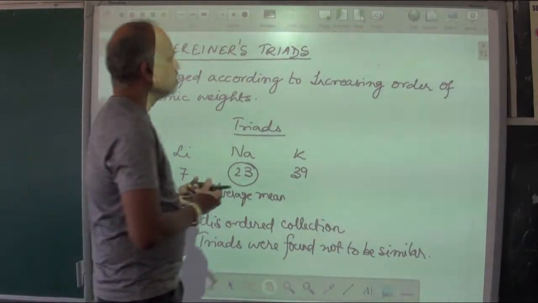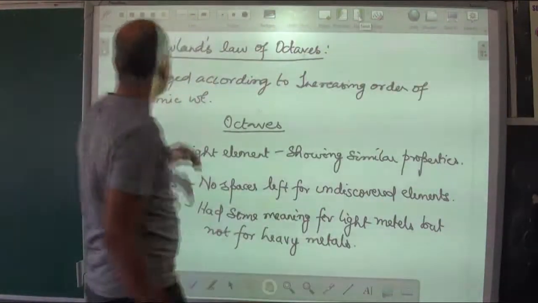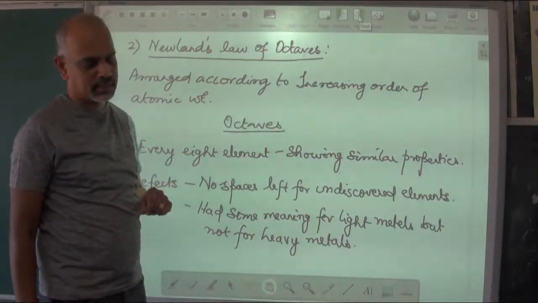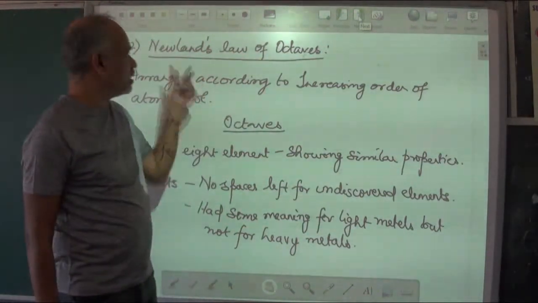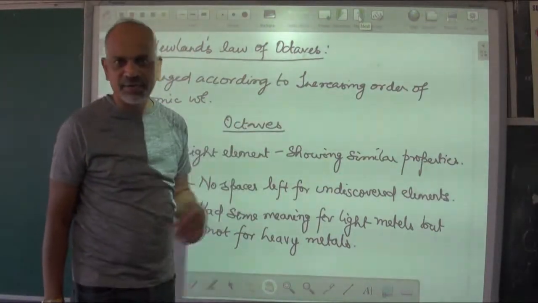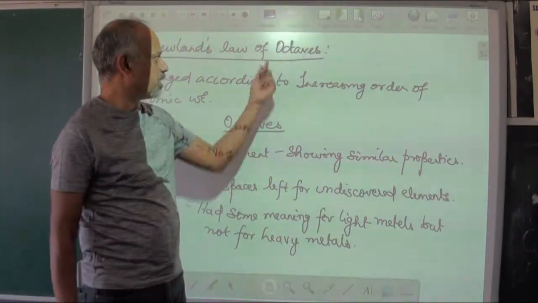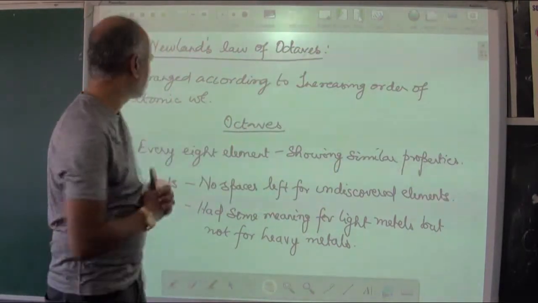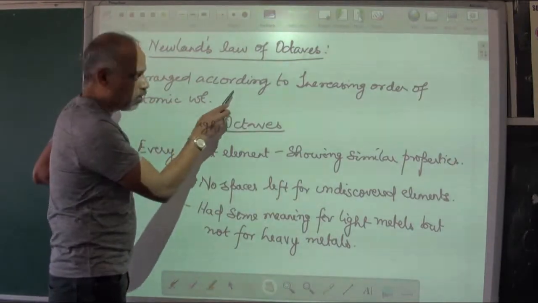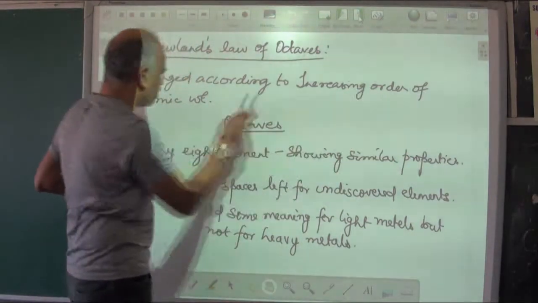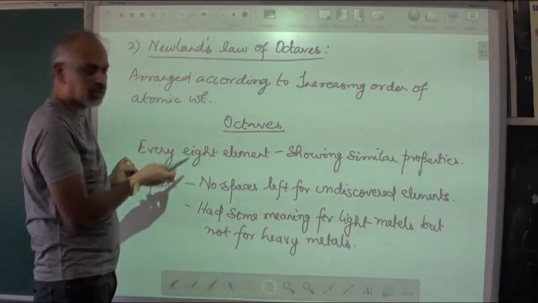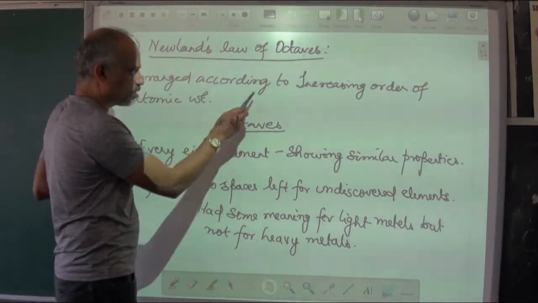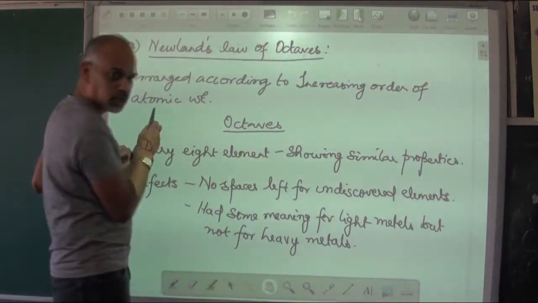So the third one is called Newlands' Law of Octaves. Newlands arranged them not in triads, not three of them together, but he arranged 8 elements together, called octaves. This arrangement also was according to the increasing order of atomic weight. Previously also it was in the increasing order of atomic weight, and now also it is according to the increasing order of atomic weights.